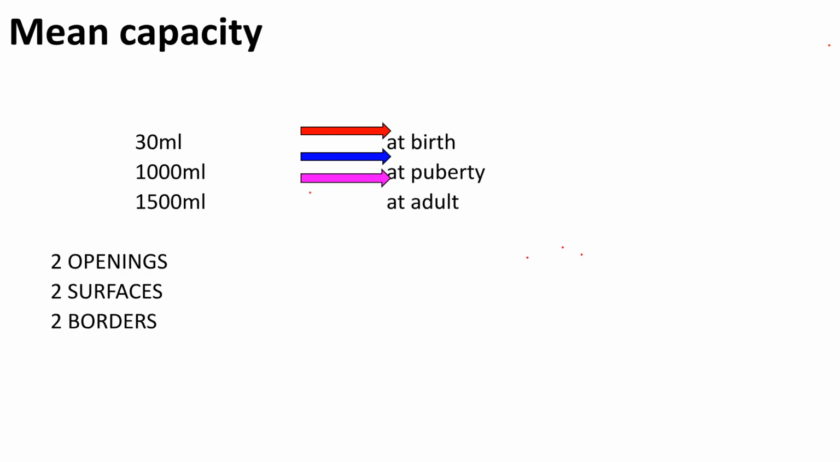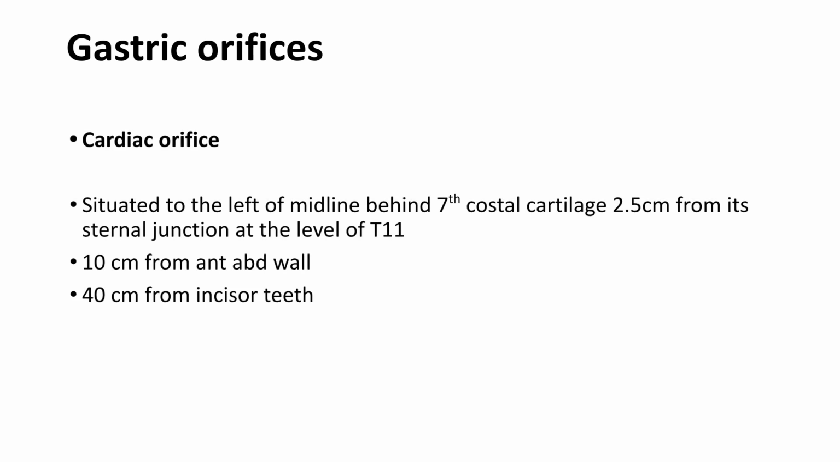The mean capacity of the stomach is approximately 30 milliliters at birth, 1,000 milliliters at puberty, and 1,500 milliliters in adults. The stomach has 2 openings, 2 surfaces, and 2 borders. Let's look at the gastric orifices, starting with the cardiac orifice.